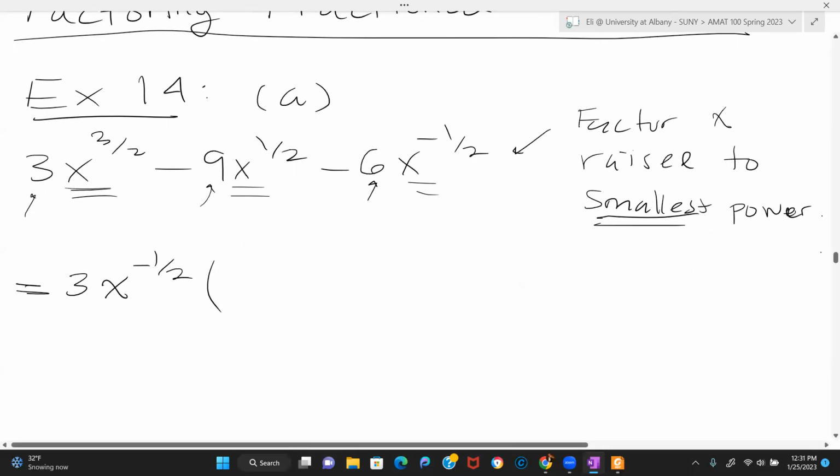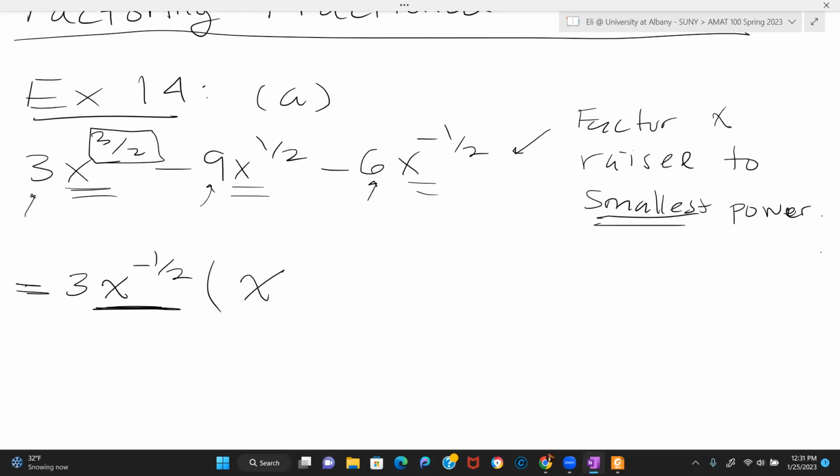Okay. So we factor out the 3 from the first term. What's going to be left is x to some power. Well, what's this power going to be? I need it to be such that if I distribute this back through, I get 3/2. All right. So if you want, you can call the power n.